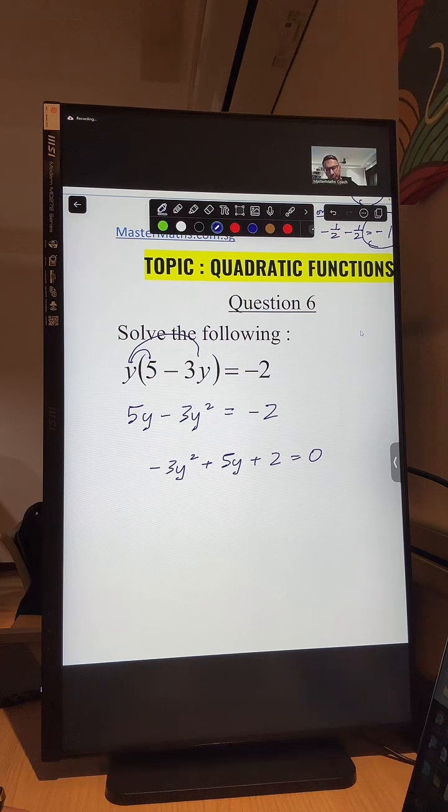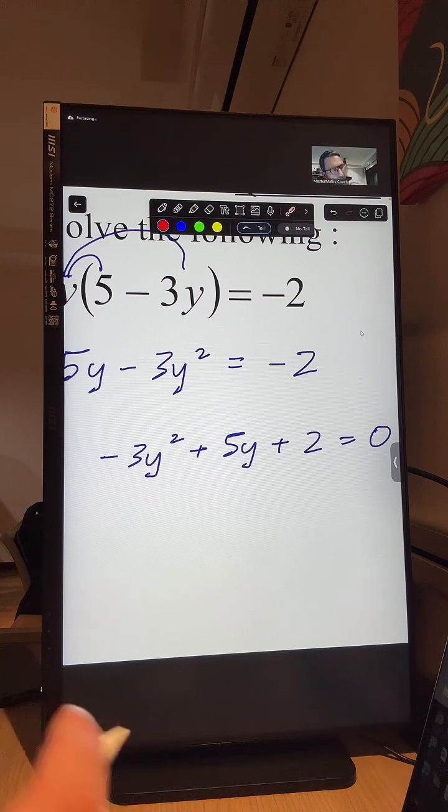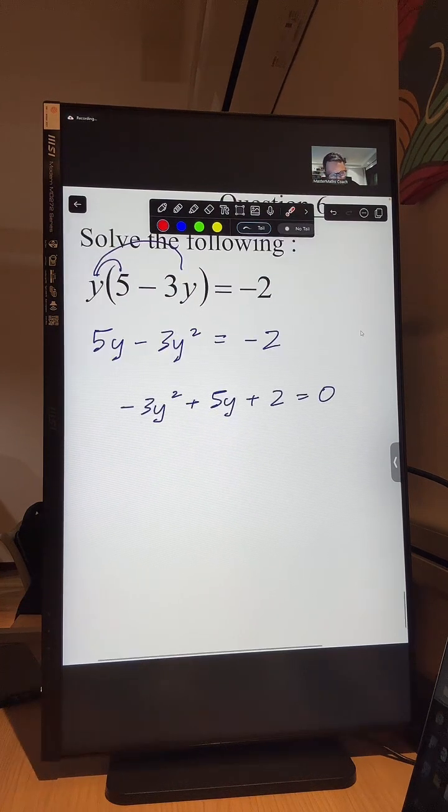But when I want to factorize, I don't like this to be negative. So can you all tell me what I should do to get rid of the negative sign? I don't like to have negative 3. How? Swap all the signs. Okay, yes, that's one of the things we can do. We can swap all the signs. Any other answers besides that?